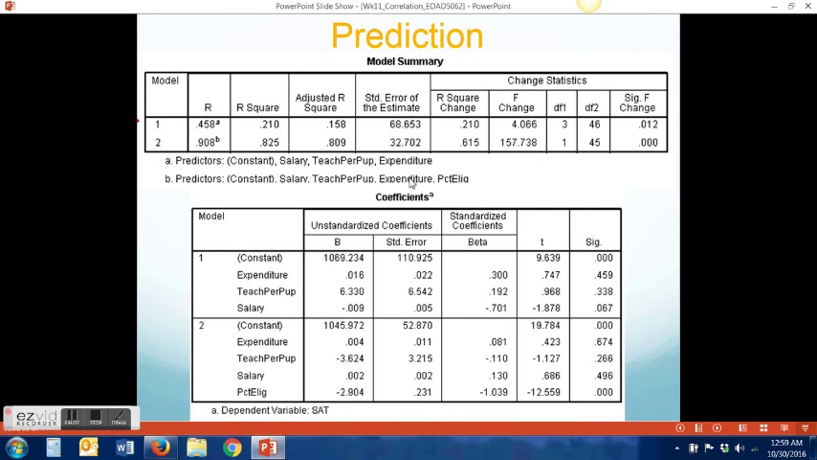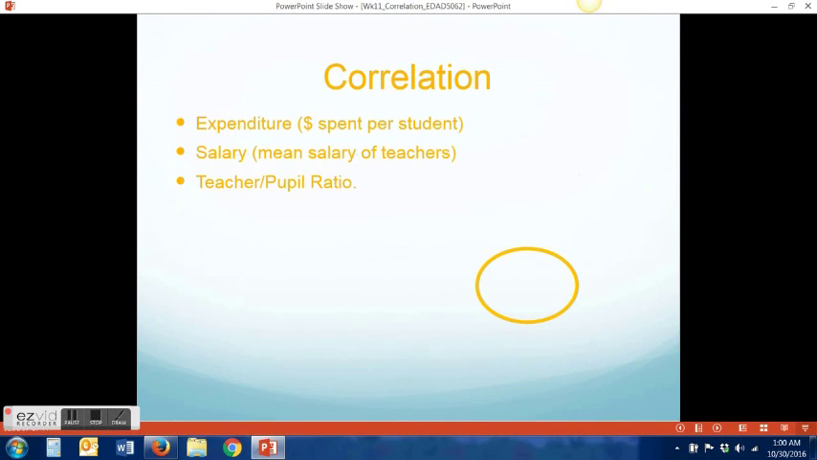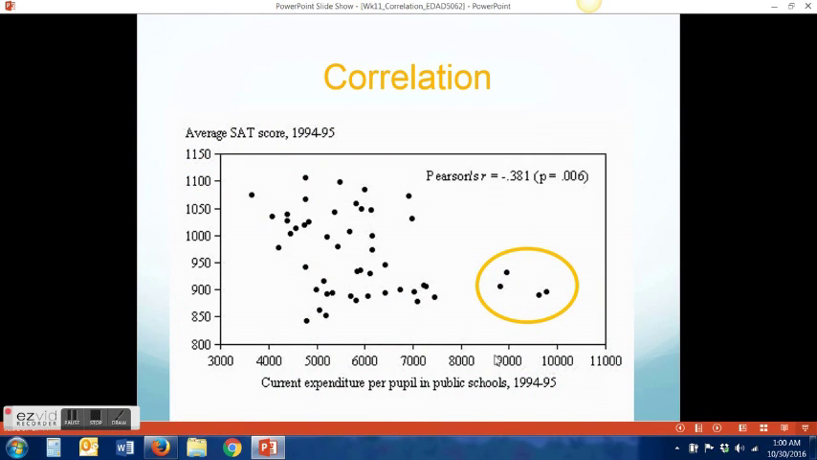We've got expenditures per student from 3,000 up to 11,000, and we've got average SAT scores from 800 up to 1150. If you were to look at this relationship, you could see that there's a negative trend, just like it. It's not particularly strong, just over 0.35, but it is significant. So let's see what might be happening.